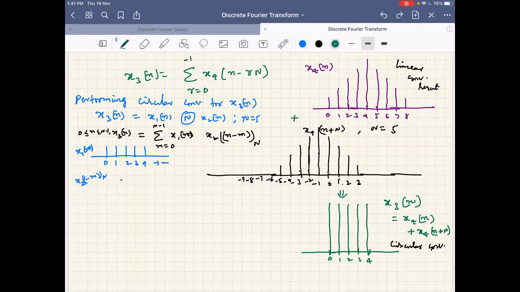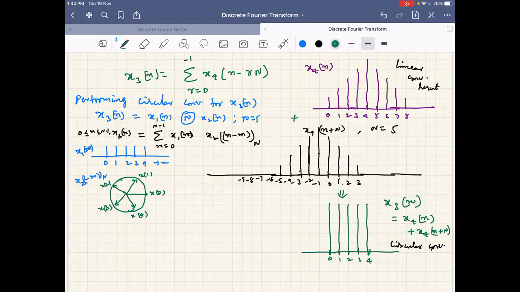To write this easily, you can assume that there is a circle, and the sequence indexes are x of 0 here, x of 1 here. How many samples are there? 5 samples. So let us divide the circle into 5 parts: x of 1, x of 2, x of 3, x of 4, and 5. Now, x of minus m modulo n means I will directly write from the circle.